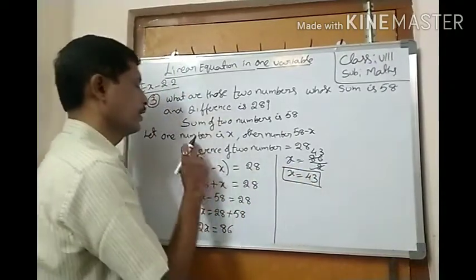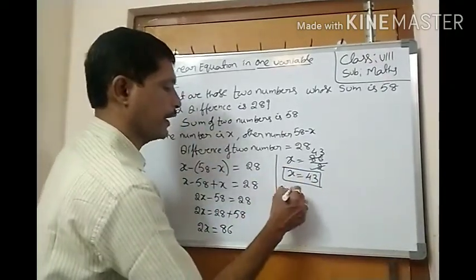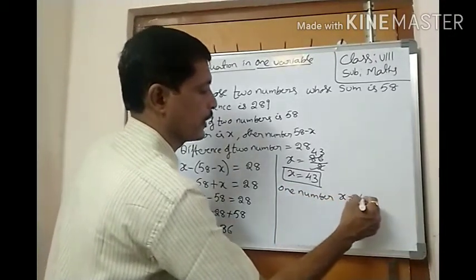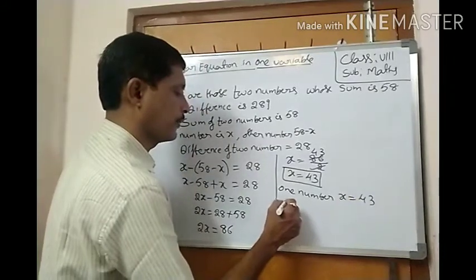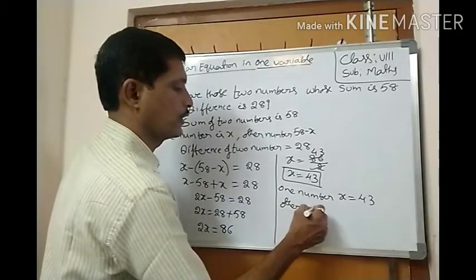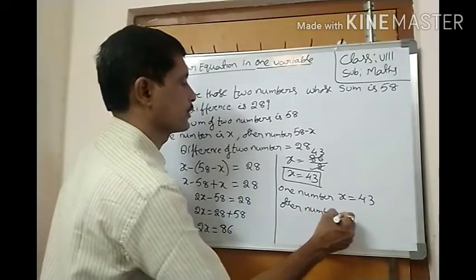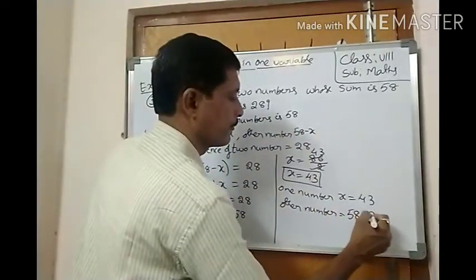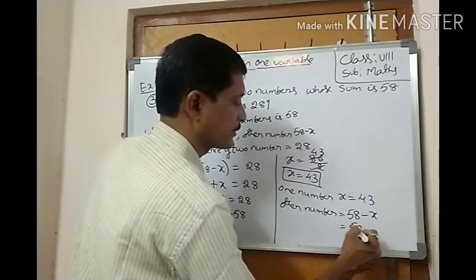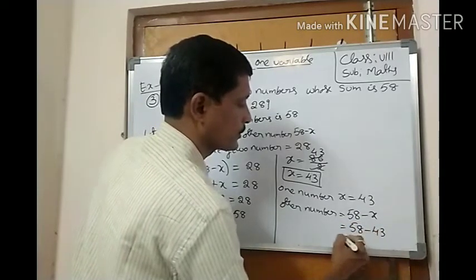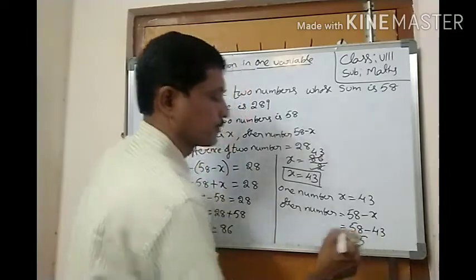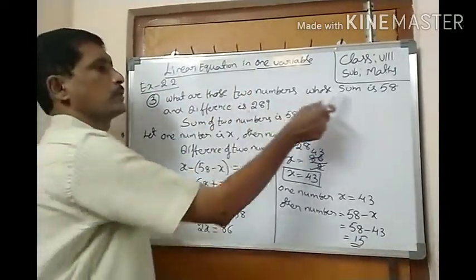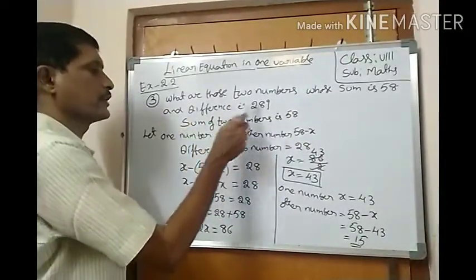Here x means one number, therefore one number x equal to 43. The other number equals 58 minus x. The value of x is 43, so 58 minus 43 equals 15. One more time, see: what are those two numbers whose sum is 58 and difference is 28.